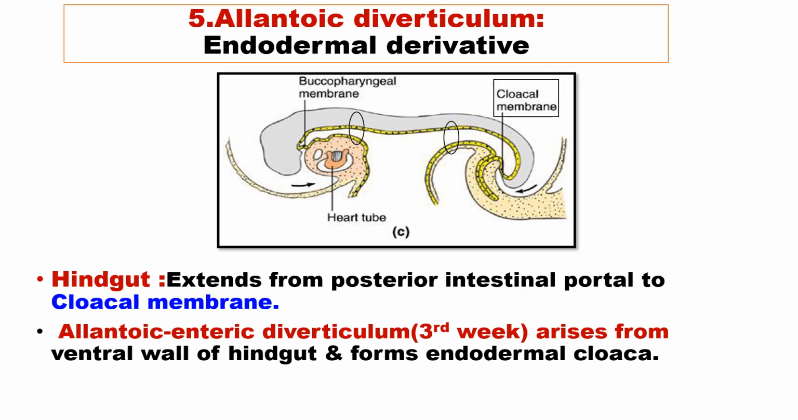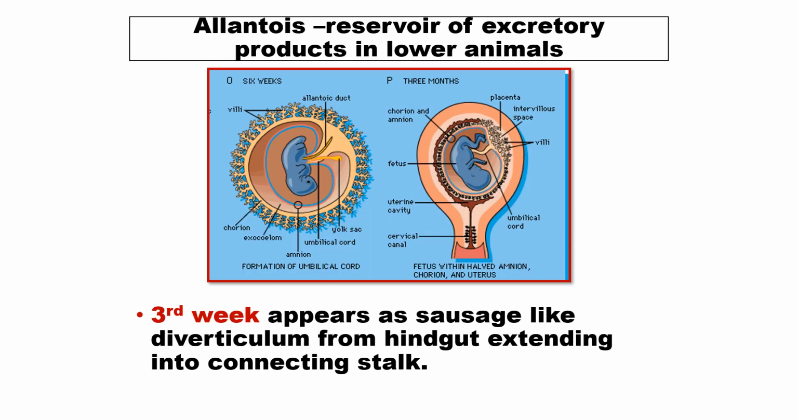The fifth important fetal membrane is the allantoic diverticulum. The allantoic diverticulum arises from the ventral wall of the hindgut, extending from the posterior intestinal portion of the hindgut to the cloacal membrane, at the end of the third week of intrauterine life, and it enters the connecting stalk. Allantois is a reservoir for excretory products in the lower animals. It appears like a sausage-like diverticulum from the hindgut extending into the connecting stalk.